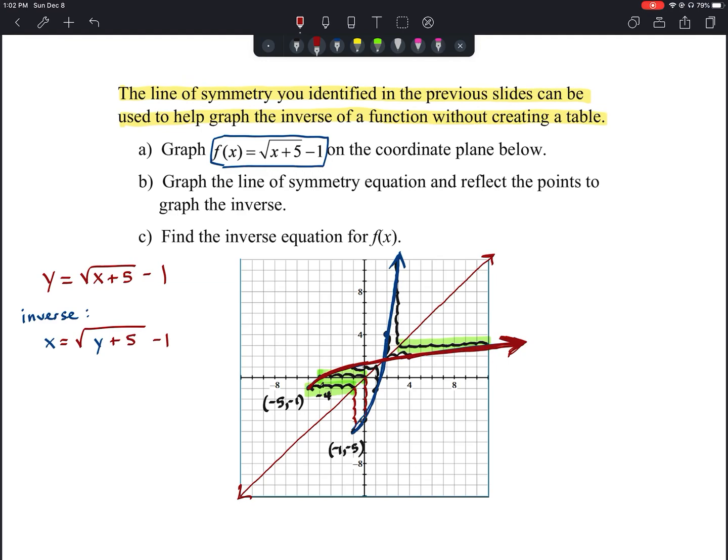And now solving for y. So we'll add 1 across. We've got x plus 1 is equal to the square root of y plus 5. And then it looks like we have to square both sides. And we now have the quantity of x plus 1 squared is equal to y plus 5. And then we'll subtract 5. So now we've got the quantity of x plus 1 squared minus 5 is equal to y.